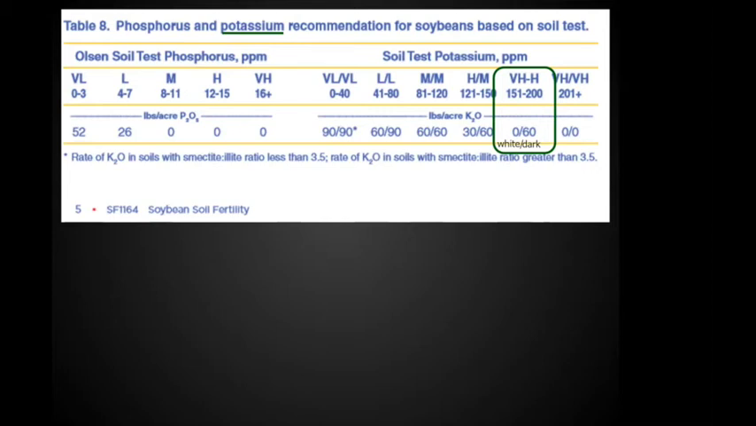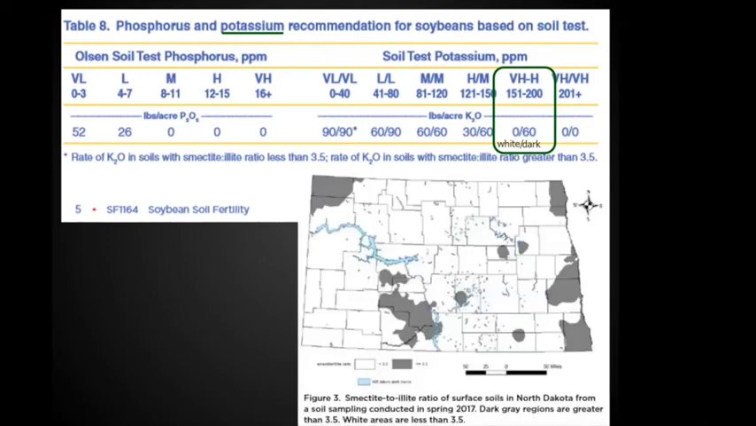And so our tables have been adjusted based on these ratios. So the first entry is for the ratio less than 3.5. The second entry or option is for the ratios that are greater than 3.5. Well, how do you apply this? Well, first off, we do have a map generated, a general map indicating the two ratios. The white would be the ratio less than 3.5, and the dark areas in the state would be where the general ratio is greater than 3.5.